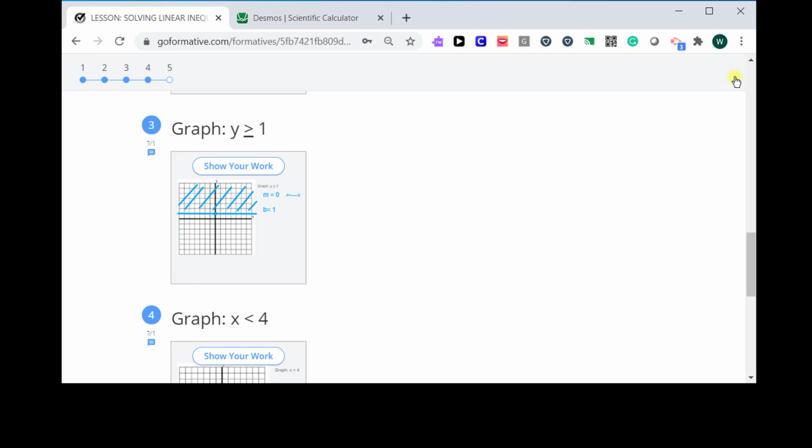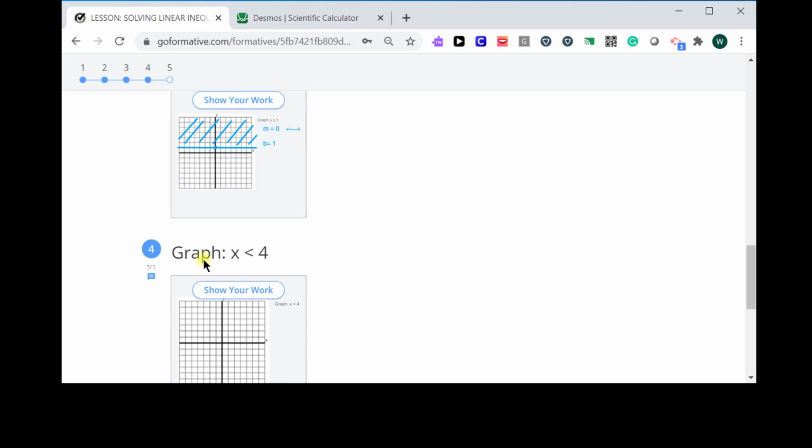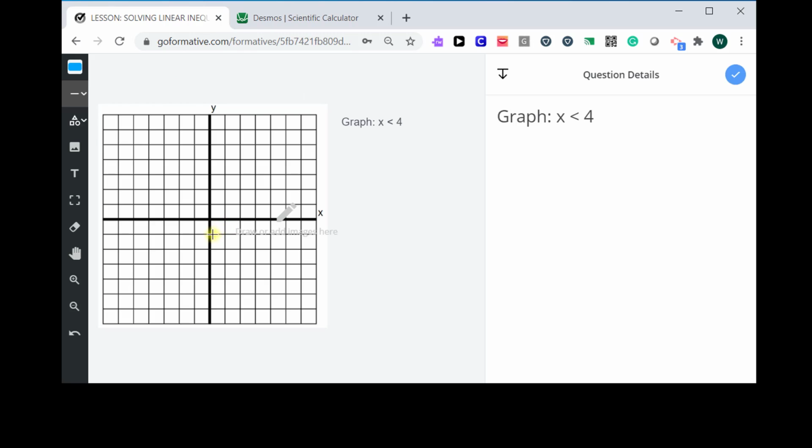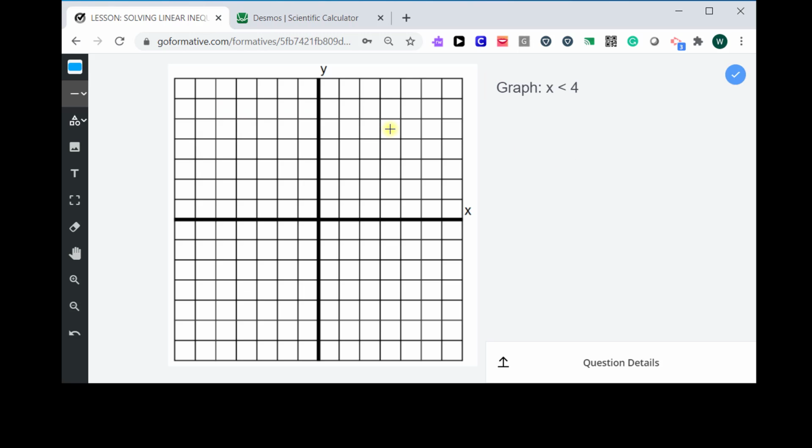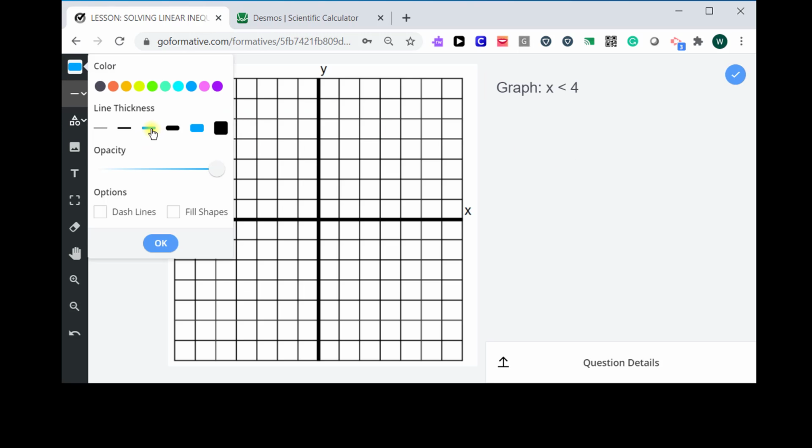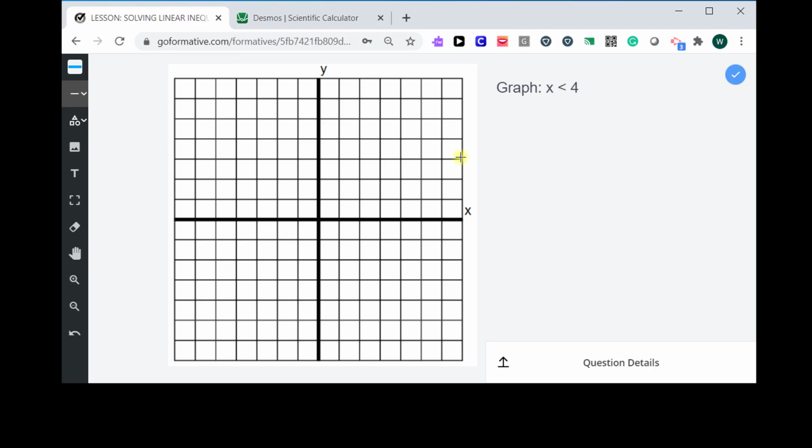Let's go ahead and go to the next problem. So go here, click on show your work, down arrow. Let me reduce the size of my line there.